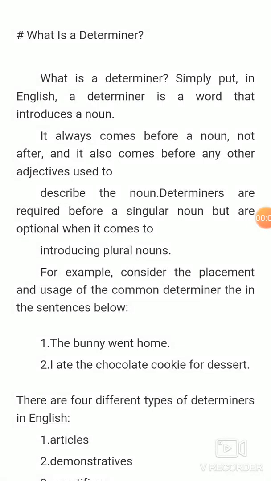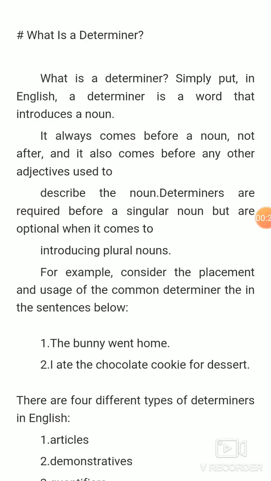Hello students, this session is for determiners part 2. To link with determiners part 1, this is the recapitulation of the same topic but with the practice worksheets, which I am going to share here after the recapitulation.